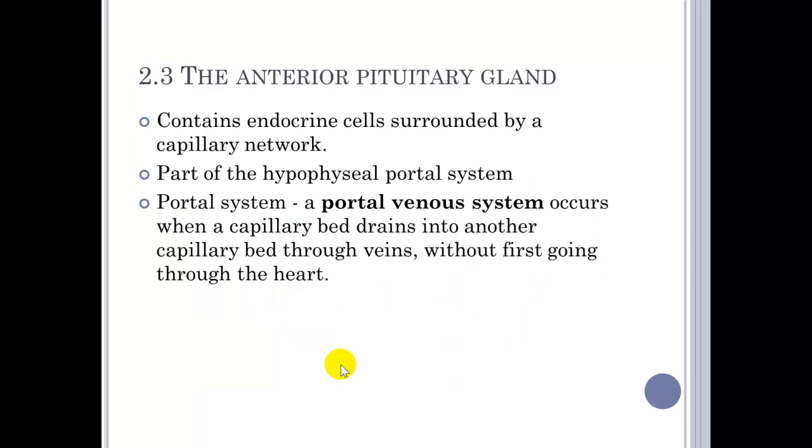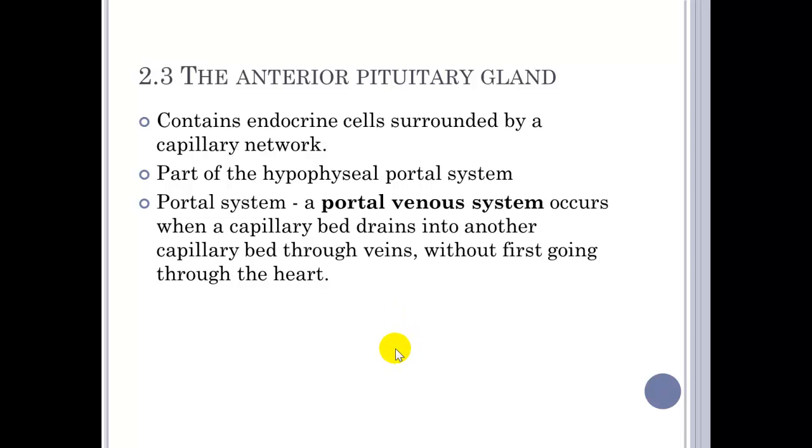The anterior pituitary gland contains endocrine cells surrounded by a capillary network. And the capillary network, we're going to come into this also in the liver, is part of the hypophyseal portal system. I need to define a portal system here really quick. A portal venous system occurs when a capillary bed drains into another capillary bed through veins without first going through the heart. So we essentially have direct access to the circulatory system through a portal circulation.